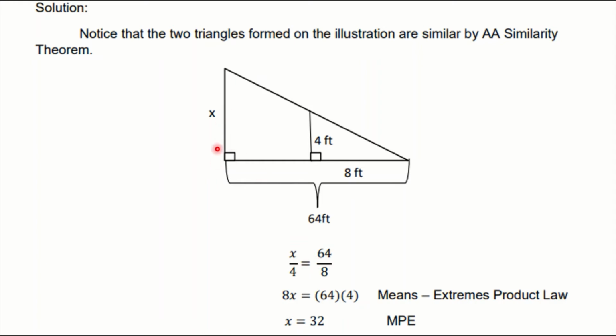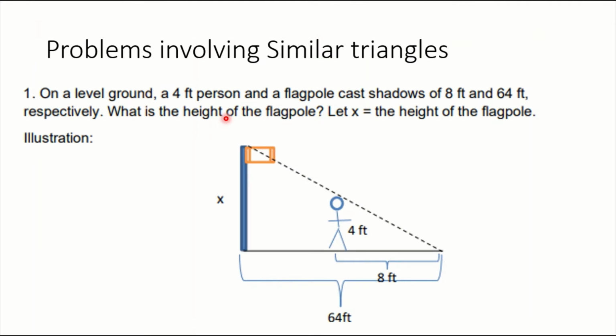So, this is base 1 over base 2, which is equal to whole right over upper right. Okay, which is x over 4 is equal to 64 over 8. By means extremes product law, we can obtain 8x is equal to 64 times 4. 64 times 4 is 256 divided by 8 is 32. Therefore, the height of the flagpole is 32 feet.